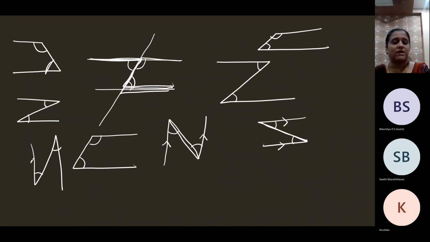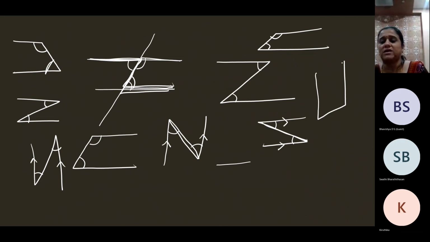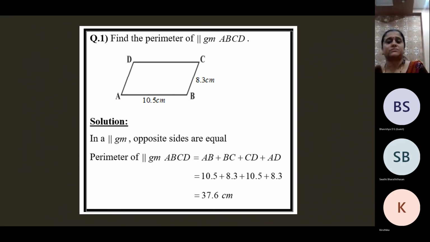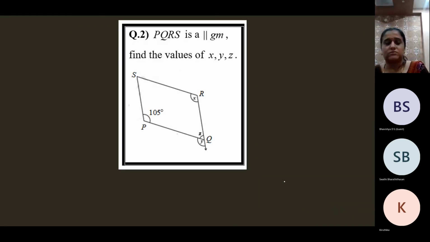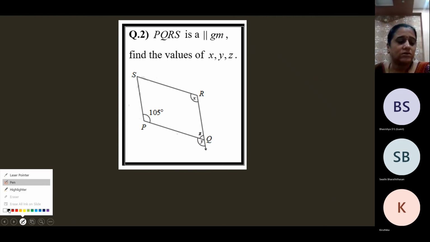If these two lines are parallel, co-interior angles are something like this form. Okay, so if you have parallel line, transversal, parallel line like this, these are co-interior angles. So they'll be supplementary.